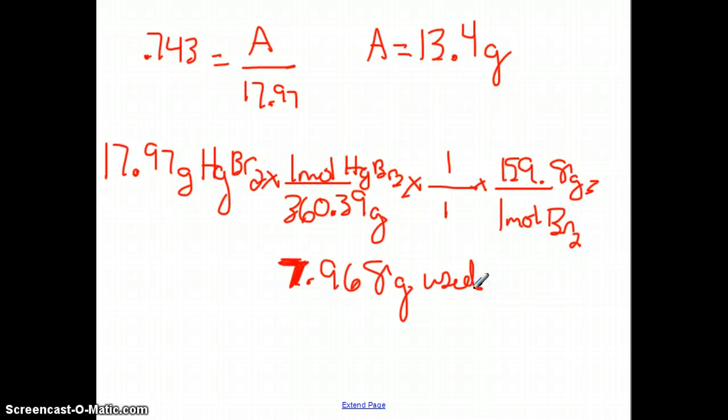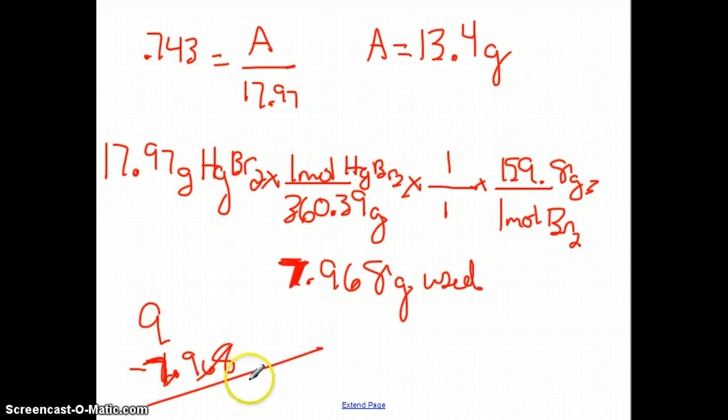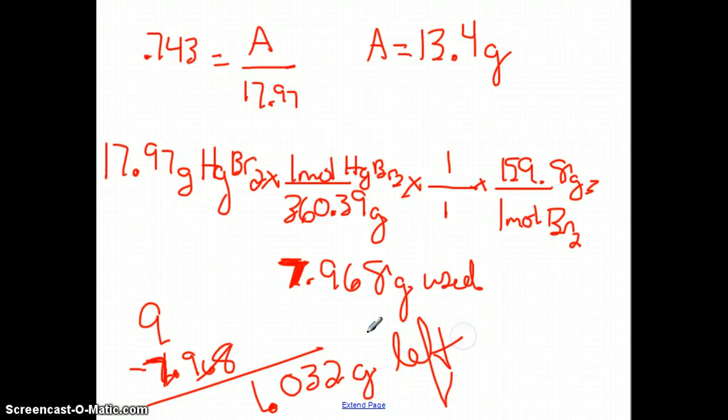Okay, and then we know that we started with 9 grams from the original problem. So 9 minus 7.968, and we get 1.032 grams left over, unreacted.